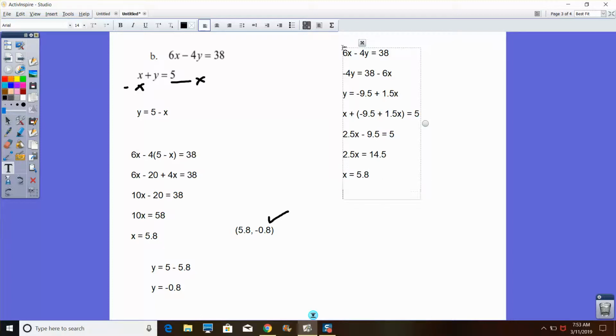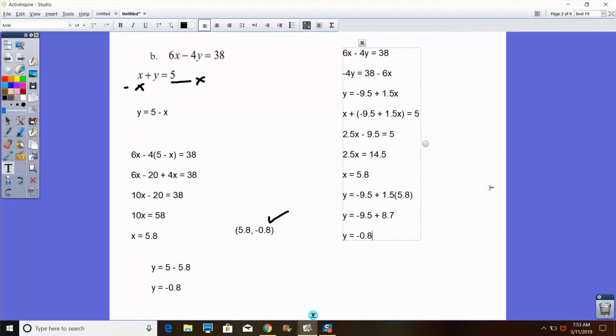And of course, if I go back to my original equation and take 5.8 and plug this in, that's going to be 6 times 5.8. Actually, I'll use the y version. Negative 9.5, excuse me, plus 1.5 times 5.8. Does that equal negative 0.8? So once again, we just do 1.5 times 5.8, and that's going to be 8.7. Negative 9.5 plus 8.7 would simplify to y equals negative 0.8.